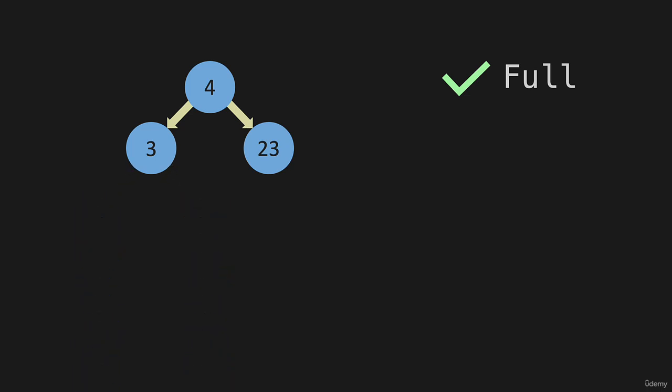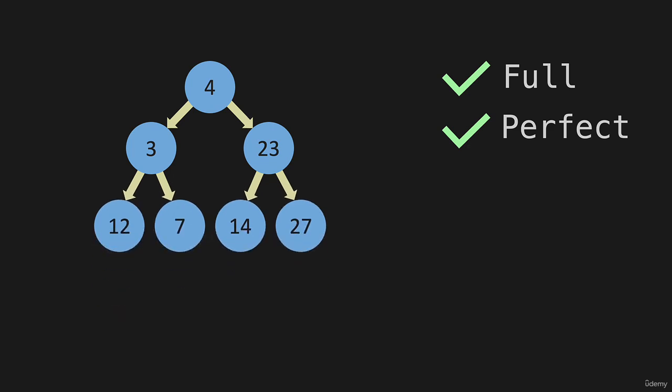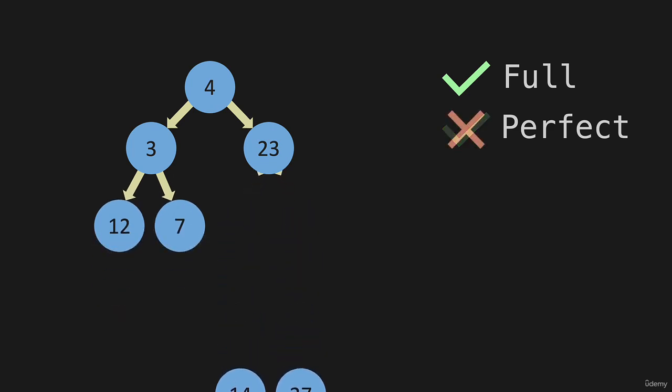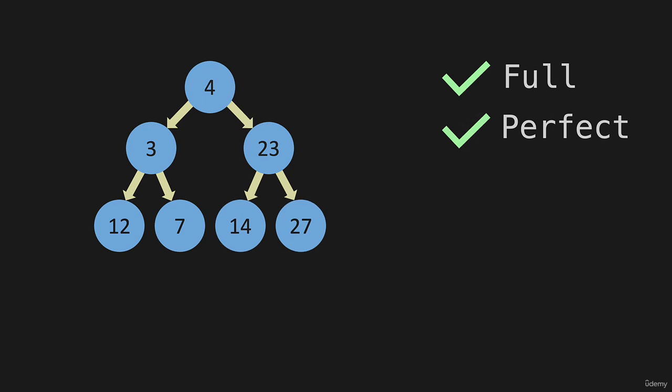And if we remove these two, it is still full, but it is also something else. It is perfect. With a perfect tree, any level in the tree that has any nodes is completely filled all the way across. So this is also a perfect tree. But if we remove these two, it is no longer perfect, but it is still full. So let's bring these two back.